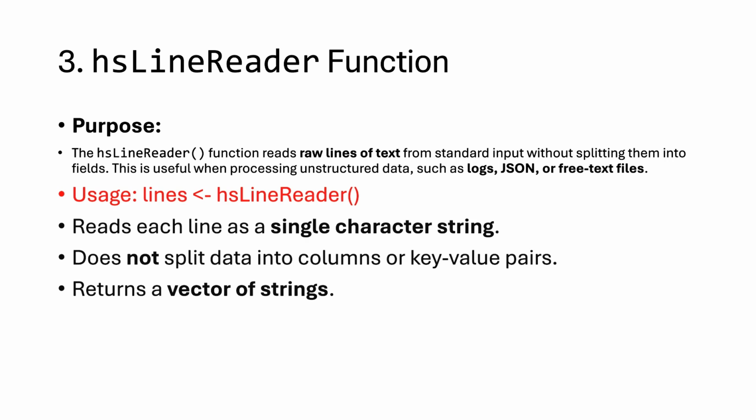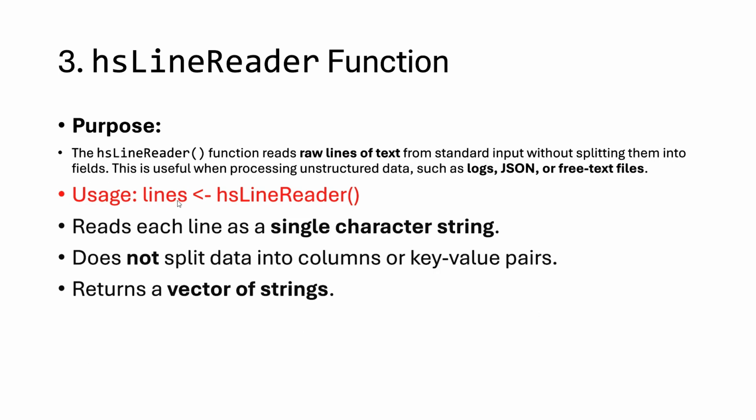Now we have the third function, the HS line reader function, where the input is raw lines of text, as we can see. It indicates that the function reads raw lines of text from the standard input without splitting them into fields, and this is useful when processing unstructured data such as logs. I have previously stated the example. If you are processing logs, such as login information, survey information or error logs, or data in JSON format, or text files, that is where we can use the line reader function.